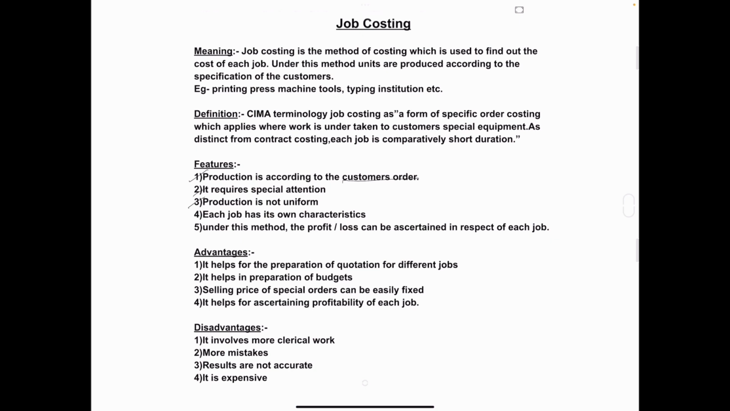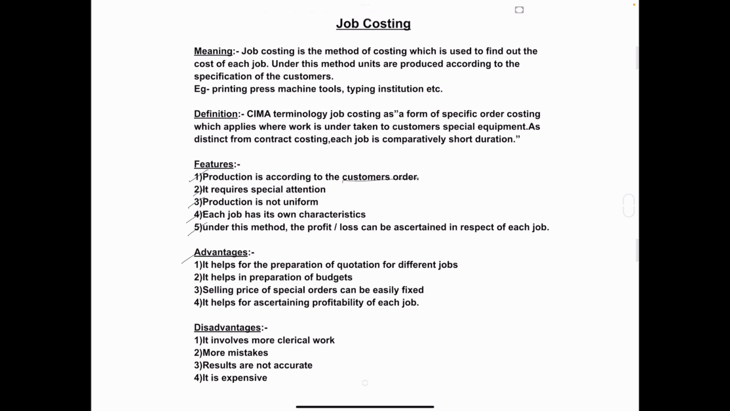Third one, production is not uniform. In job costing method, they are not producing a single variety of product. Fourth, each job has its own characteristics. Fifth one, under this method, profit or loss can be ascertained in respect of each job.